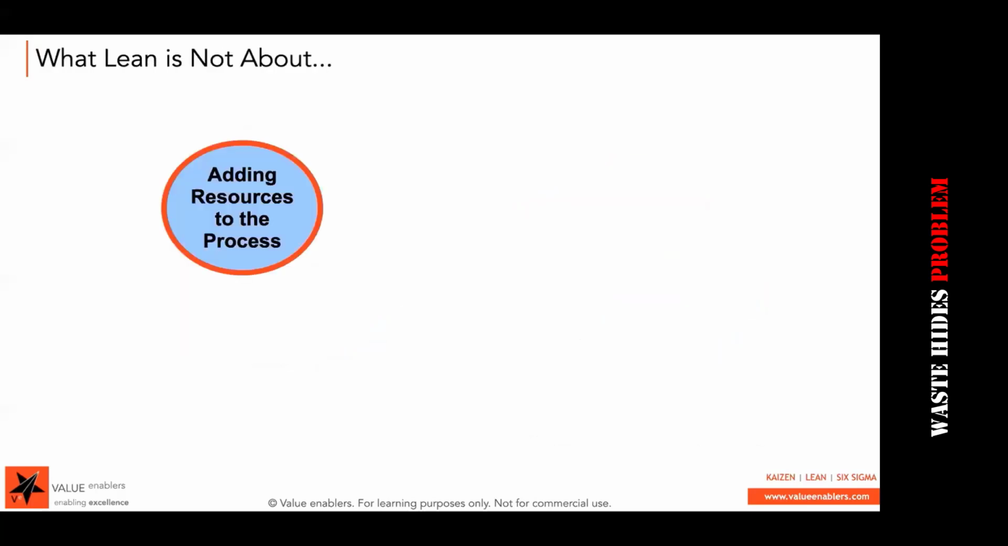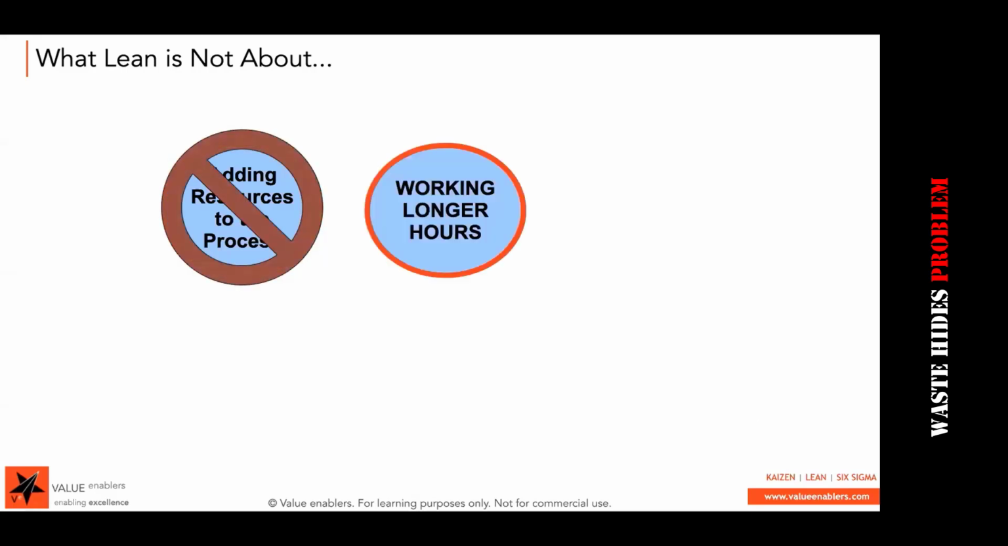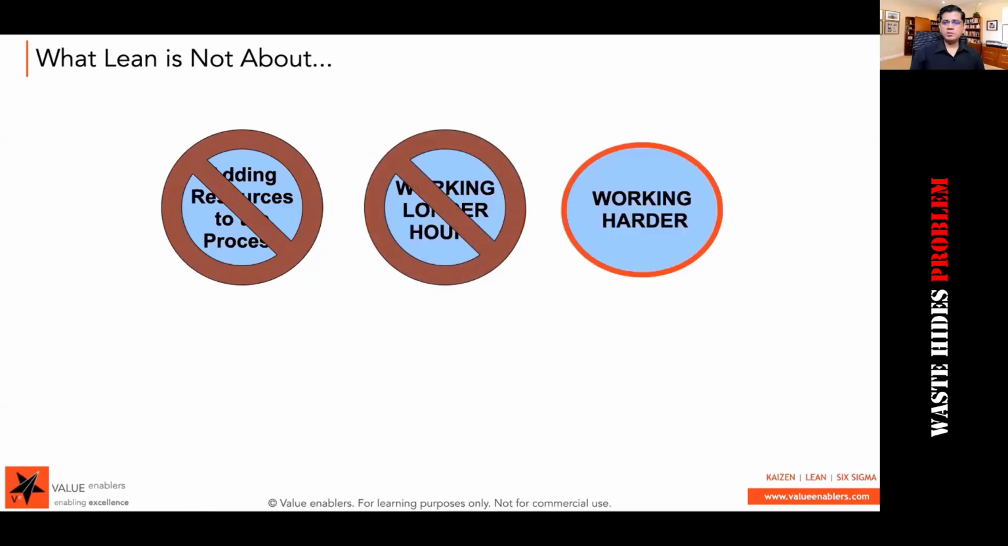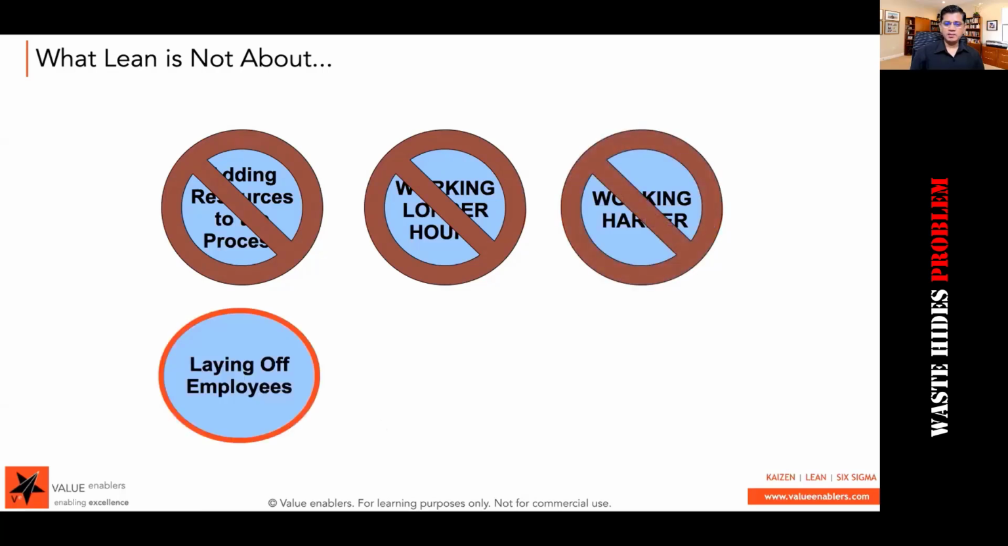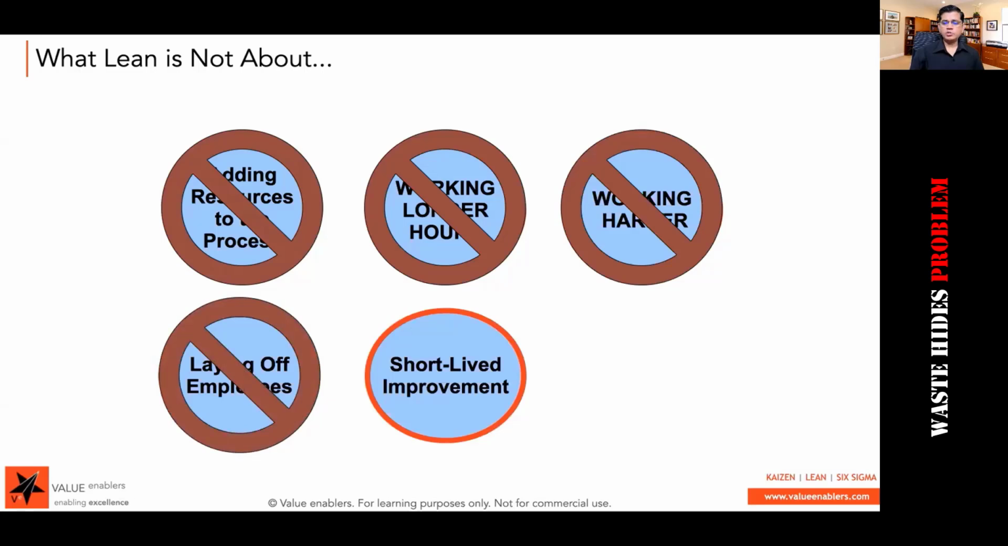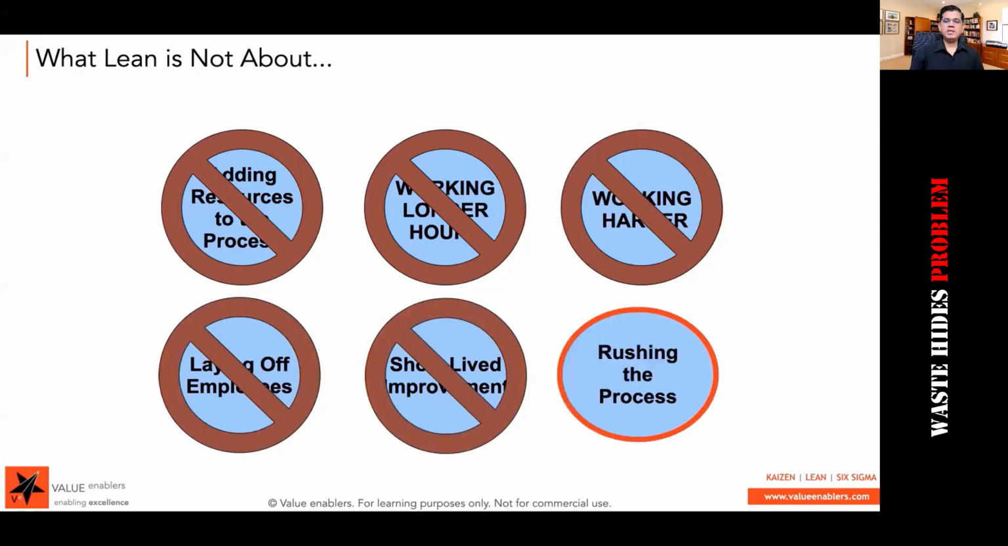So what lean is not about: it's not about adding resources to the process. It's not about working long hours. It's not about working harder. It's not about laying off people. It's not about short-lived improvements. It's not about rushing the process. Lean is not about this.